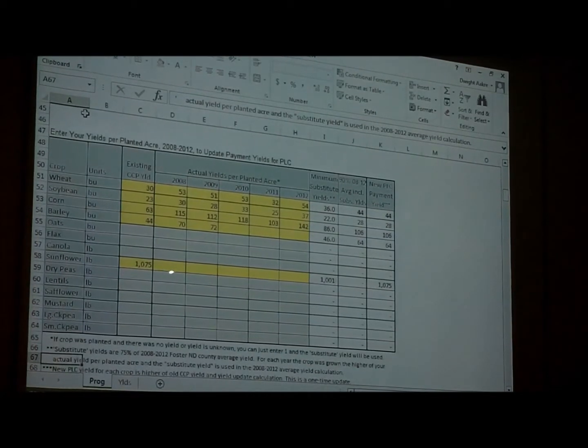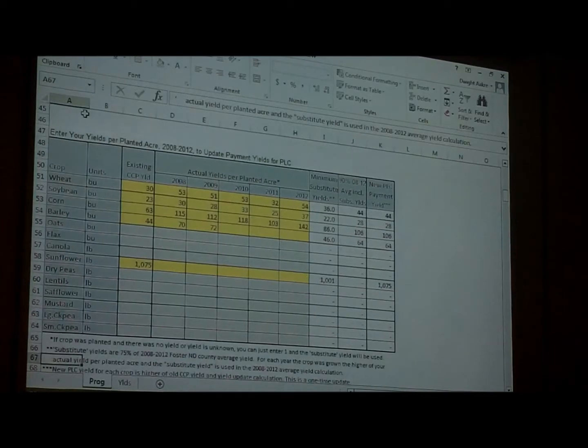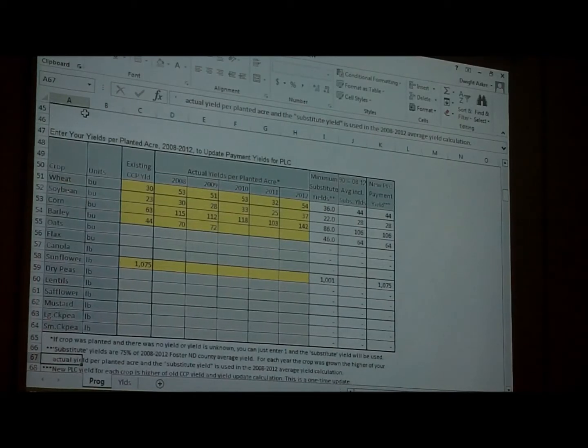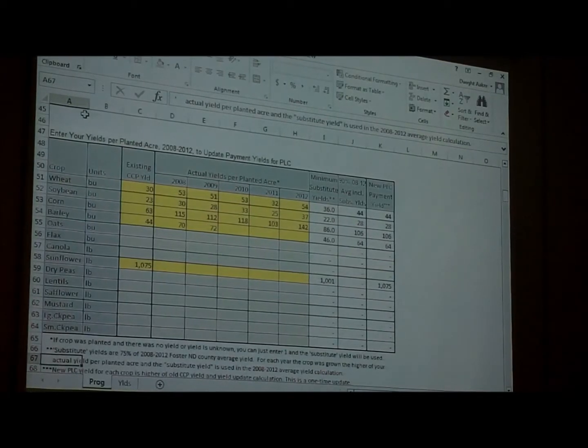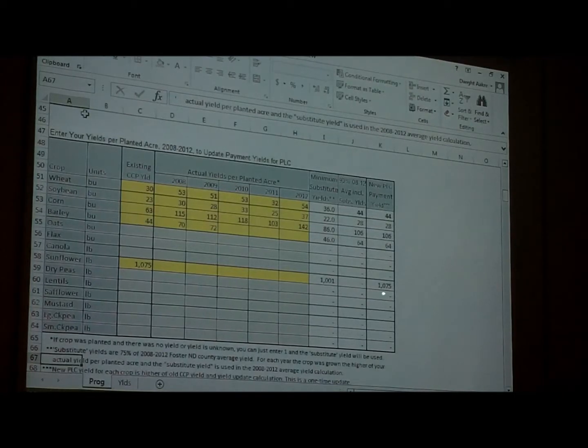The only thing we didn't do is plant any sunflowers, and so we have no yields. So I actually looked at the historical county average yields and just plugged them in for this particular farm. So these are the yields from 2008 through 12. This would be for your farm. They are going to then be used to calculate a new payment yield. And in this case, we won't spend time, but here's the existing payment yield. Here's what you'd end up with the new yields.